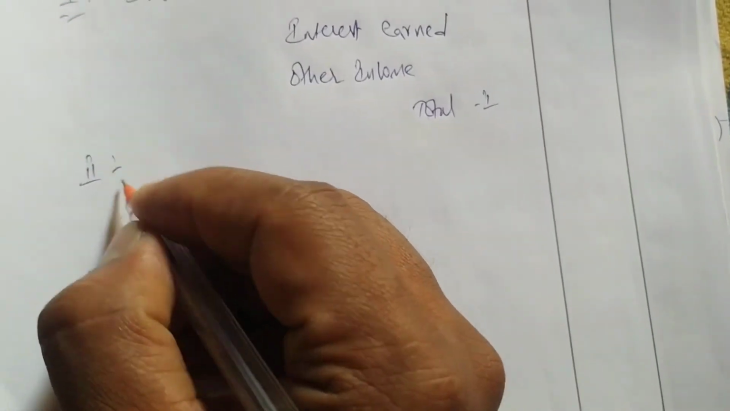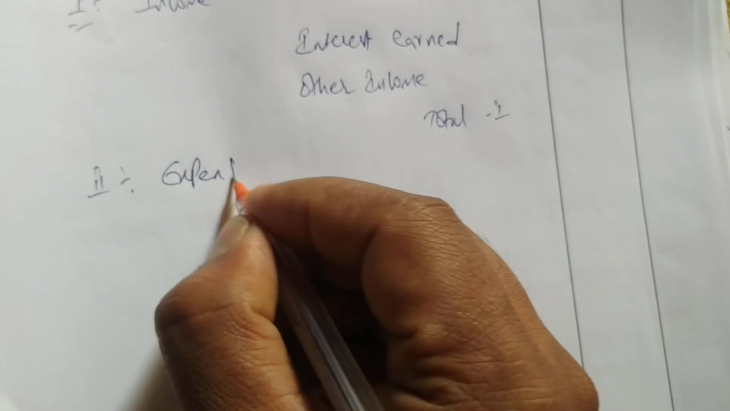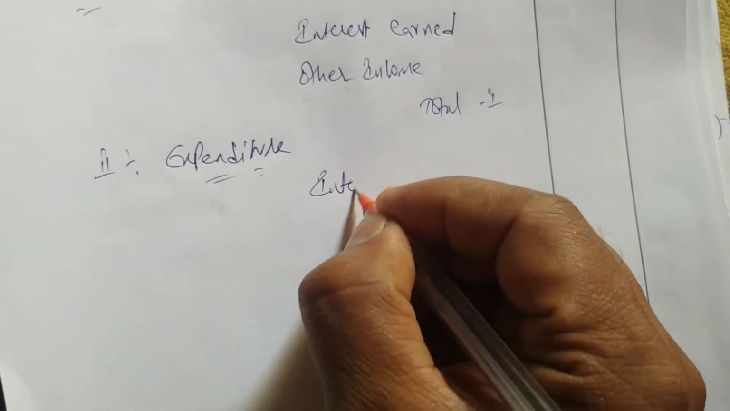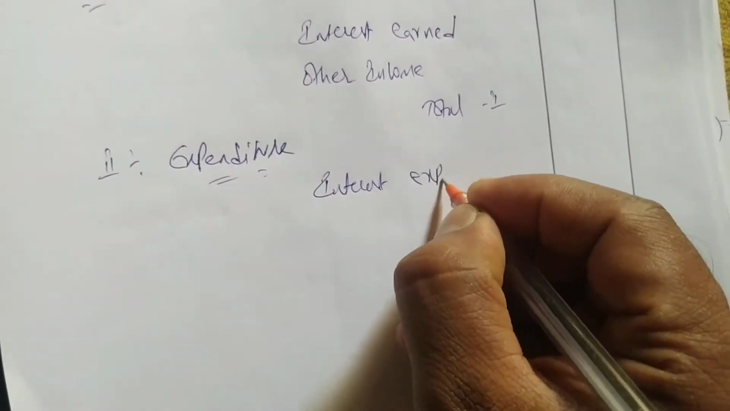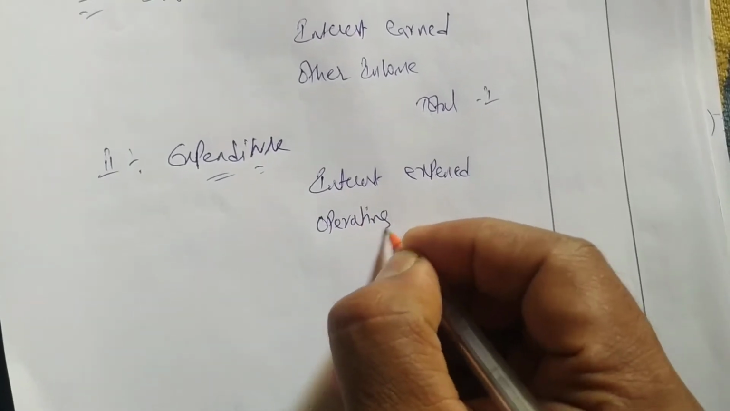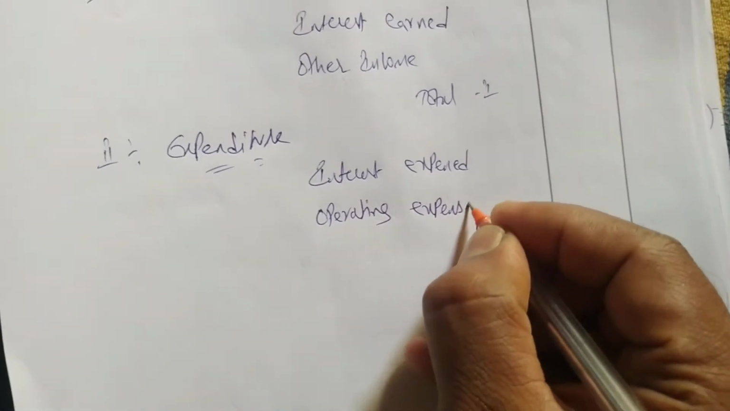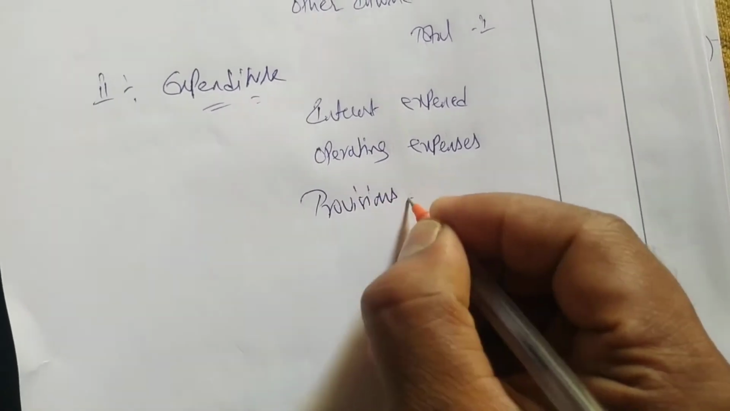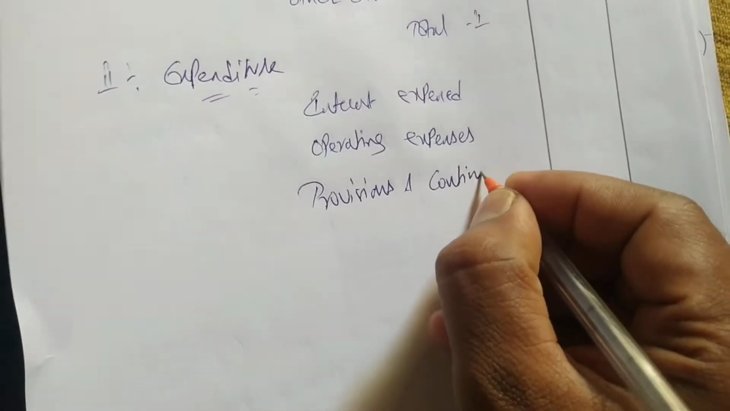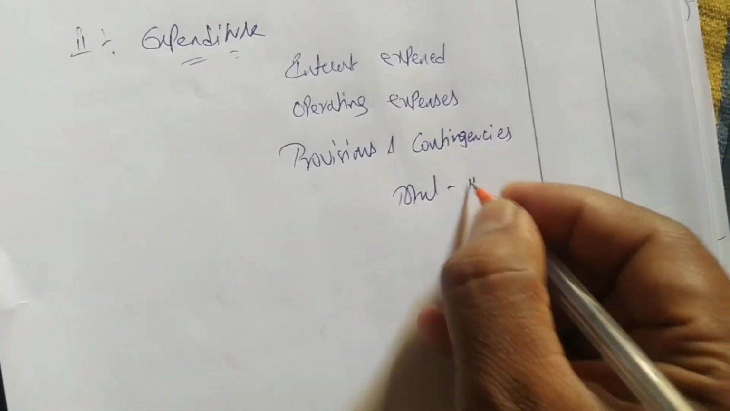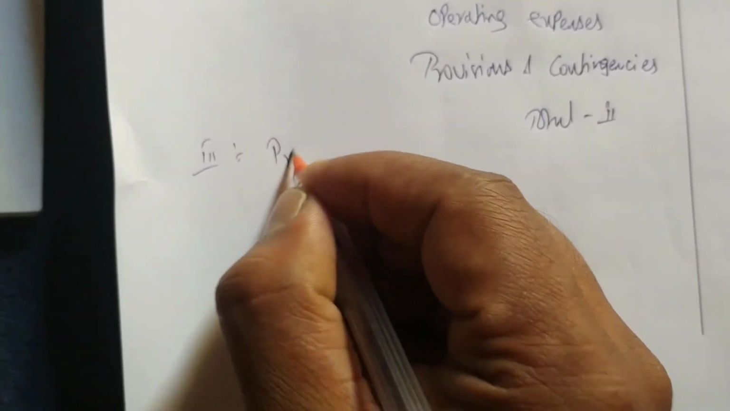Then we'll write Roman number 2, expenditure. Okay, so under this we'll write interest expended. We can say interest expended as interest paid. Then we write operating expenses. Okay, then we write provisions and contingencies. Then we write total 2. Okay, then we'll write Roman number 3, profit and loss.